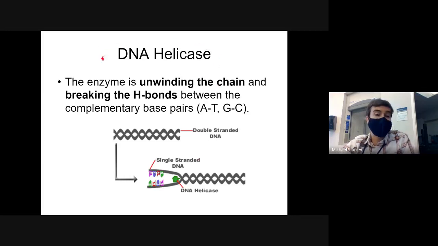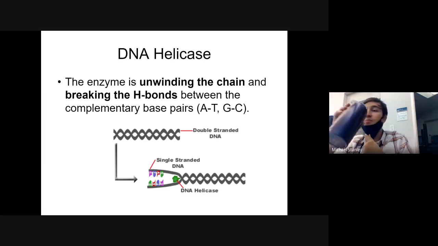So helicase is probably the most simple and straightforward to understand enzyme that we have going on in this process. It's coming in, it's opening it up, and it's unzipping that DNA so that those bases are no longer stuck together. Instead, they're kind of floating out in the open.